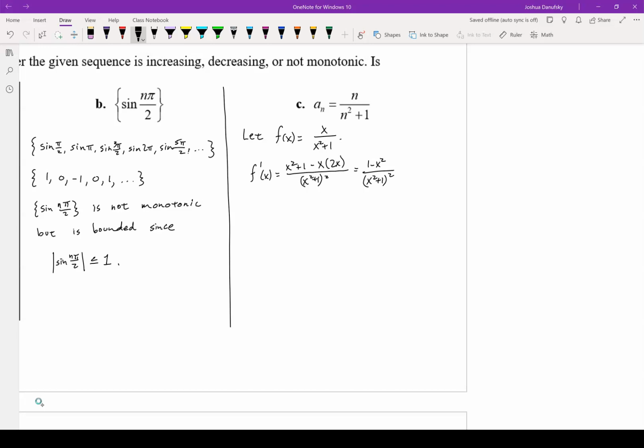Now notice the denominator is always positive, but for x greater than or equal to 1, the numerator is always going to be negative. So we have that this is less than or equal to 0 for all x greater than or equal to 1. Well, if we know that the derivative is negative, that means the function is decreasing. So our sequence is decreasing.